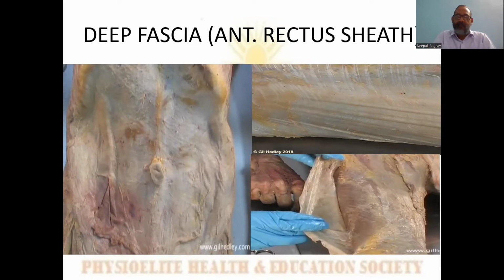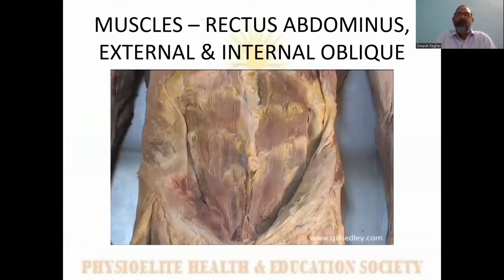Deep fascia connects with muscles through the epimysium of the muscle, just as superficial fascia invades deep fascia, and deep fascia invades muscles. After removing this deep fascia, the muscles are visible. When we remove it, the abdominal muscles appear, which are rectus abdominis, external oblique, and internal oblique. In the figure, you can easily see the rectus abdominis and the external and internal oblique muscles.